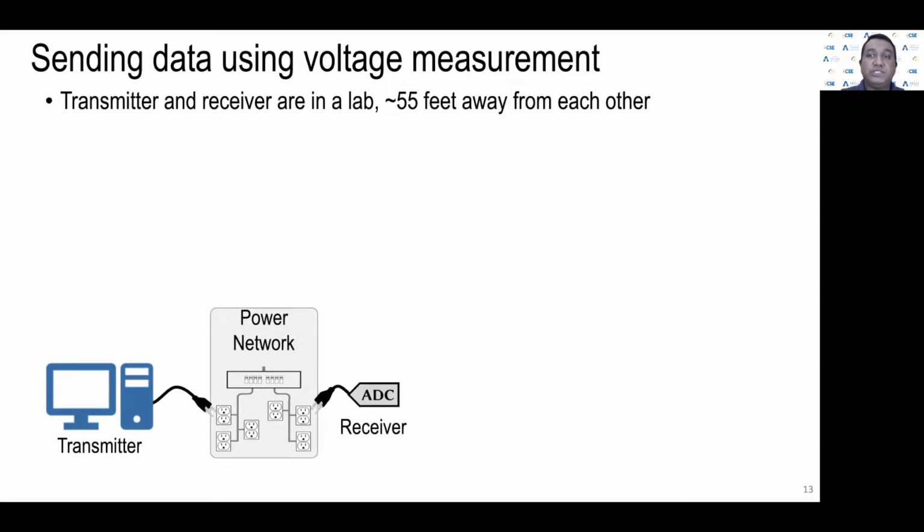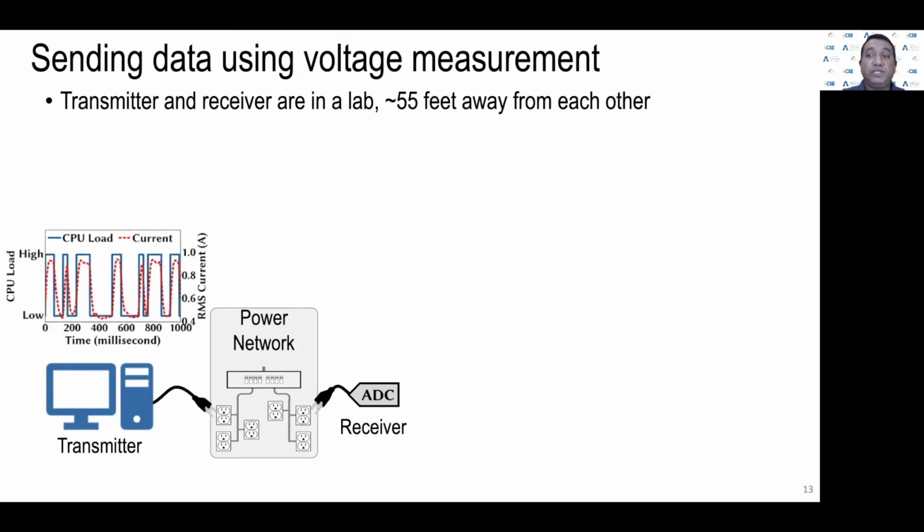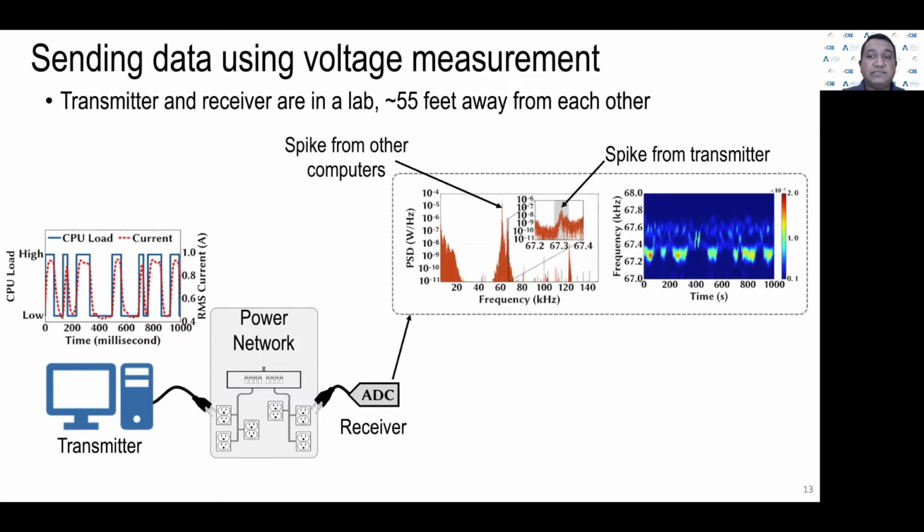To test our approach of using the PFC switching noise for data transmission, we place a transmitter and a receiver in a lab 55 feet away from each other and connected to different outlets. We vary the CPU load of the transmitter computer following a 1-0 bit pattern where the high CPU load is 1 and the low CPU load is 0. The frequency analysis of the voltage samples collected by the ADC shows the frequency spike created by the transmitter. We also see many other frequency spikes that are caused by other computers in the lab. The frequency spectrum diagram, on the other hand, shows the variation of the spikes as we change the transmitter's power consumption. We can clearly see the difference between low and high powers in the spectrum.